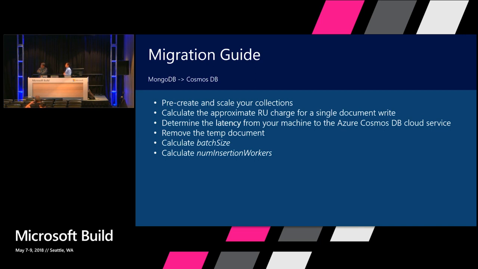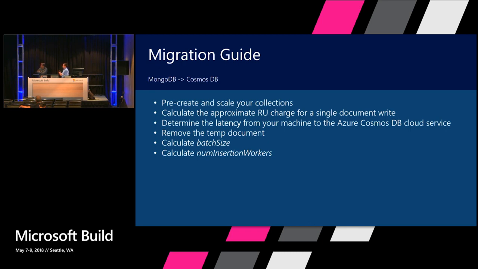They are more expensive. So now that RU charge is separate for every query, right? It depends on the size of the document, depends on how many regions you want to write that document to, right? Therefore, execute your write command once, only once, and figure out the RU charge. There's a command that we use for that, get last request statistics, and that charge is going to be used for calculating the num insertion workers and batch size parameters. We actually provide the formula for that on our website.